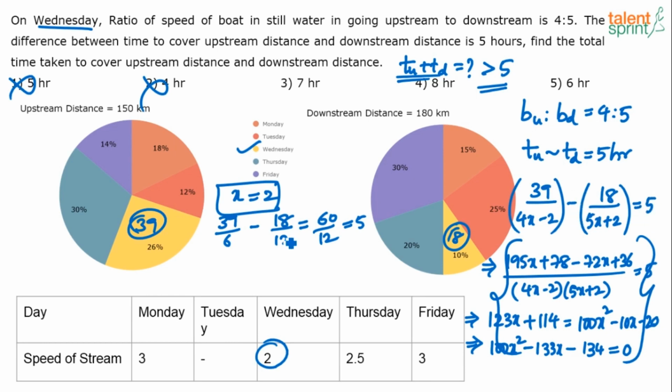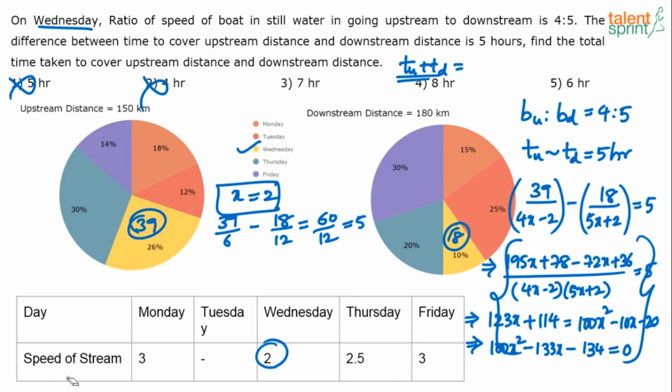So, 78 by 12 plus 18 by 12. 96 by 12. 96 by 12 is 8. Yeah. You understand? Tu plus td. I mean, I am running short of space here. What do I do? Let me clear this.